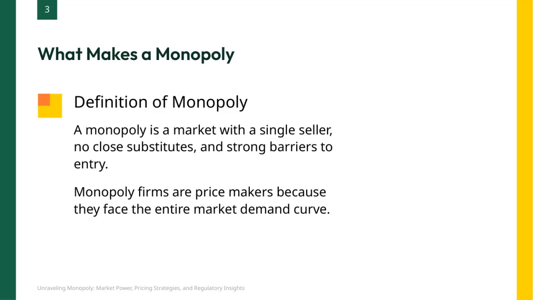Let's talk about what really defines a monopoly. At its core, a monopoly exists when there is only one seller in the market. This means no other companies offer close substitutes, so consumers don't have alternative choices. Additionally, there are significant barriers preventing other firms from entering the market, which keeps that single seller dominant.